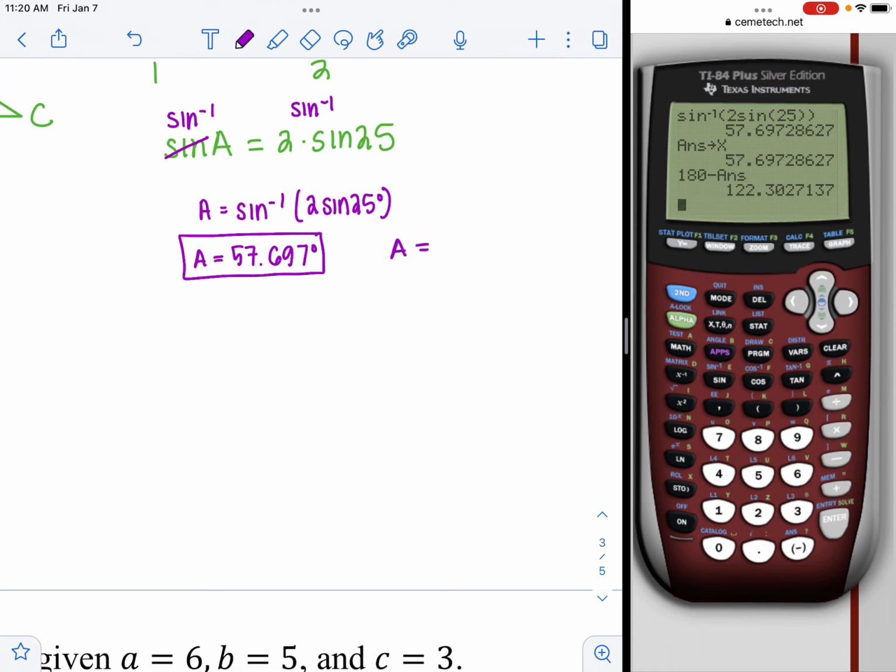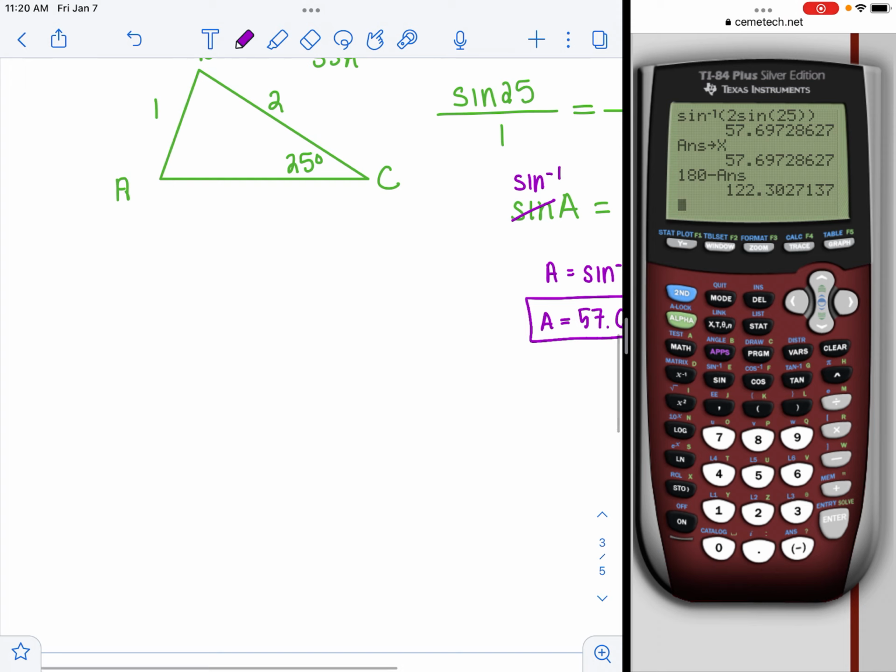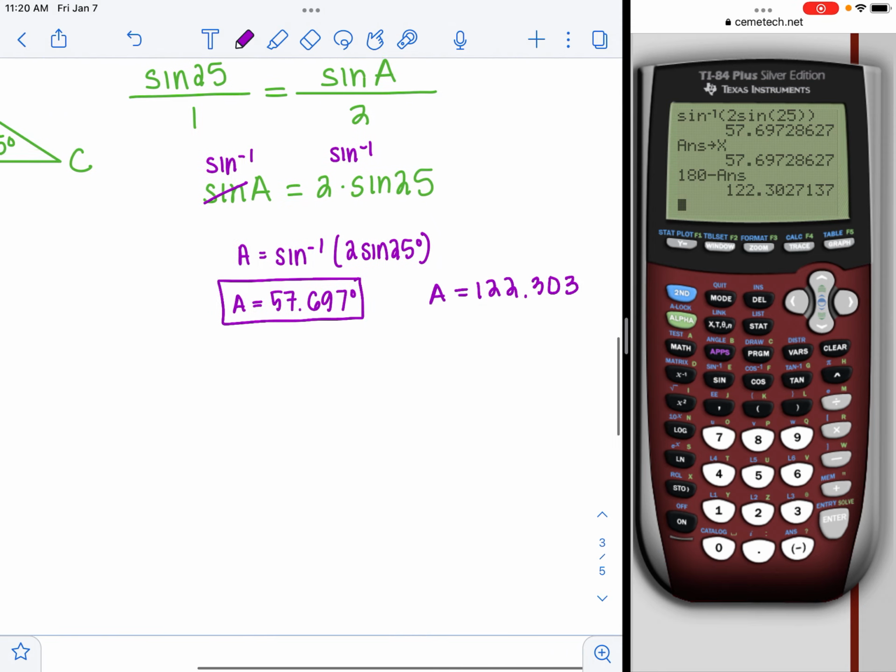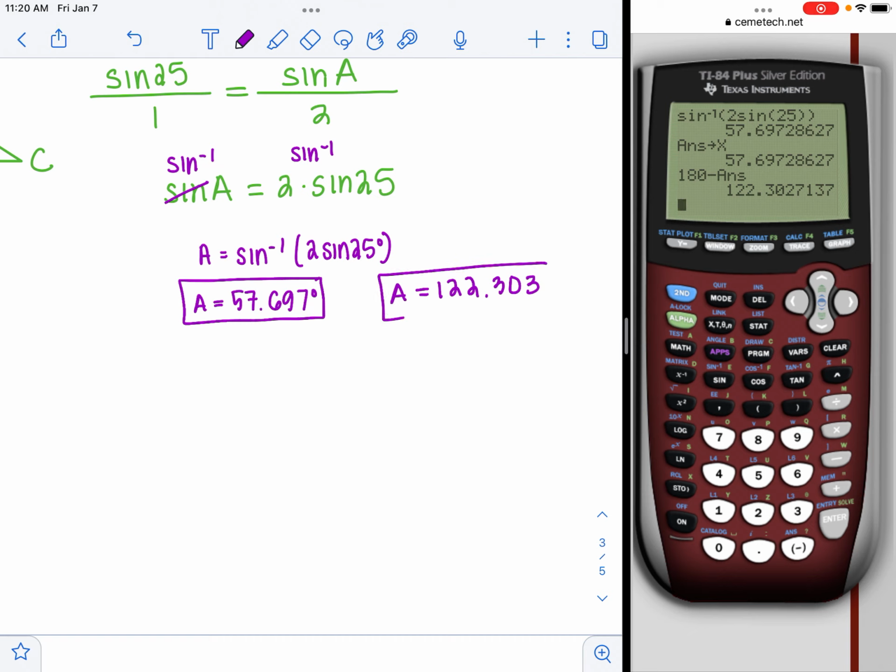And I get angle A is 122.302. Nope, it's 303. All right, let's say, can this be 122 degrees? Yes, it can be, because that would only bring me up to 147. So I do have a second triangle here. So I'm going to box that also. I'm going to put that there's 2 triangles, because it does ask me how many triangles there are.